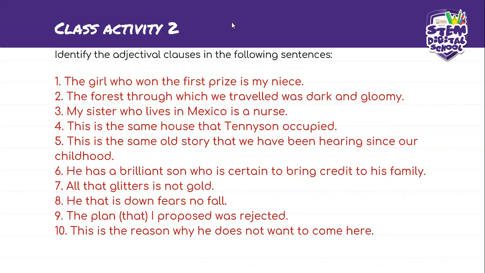Number 9, the plan that I proposed was rejected. Yes, Nkanka can answer this one. So the answer is that I proposed. Yes, thank you so much. That I proposed is our adjectival clause for this sentence.